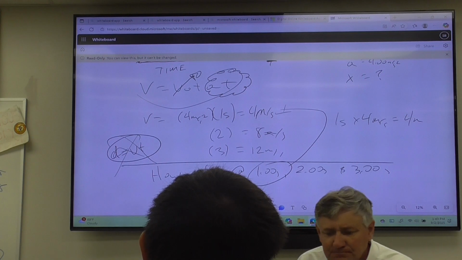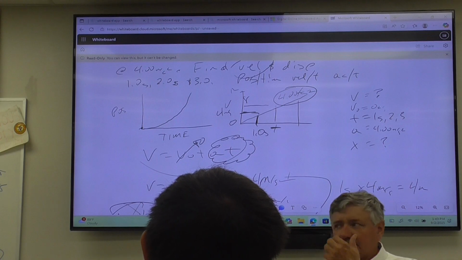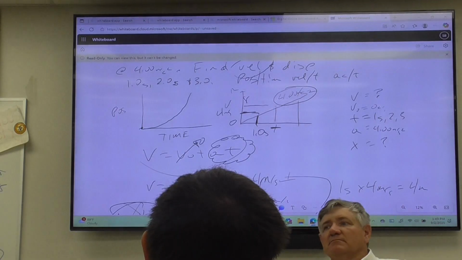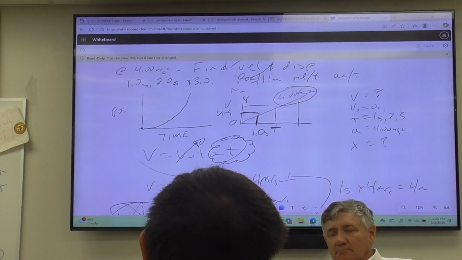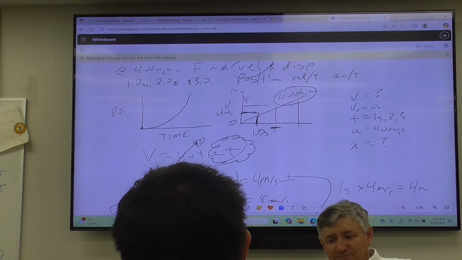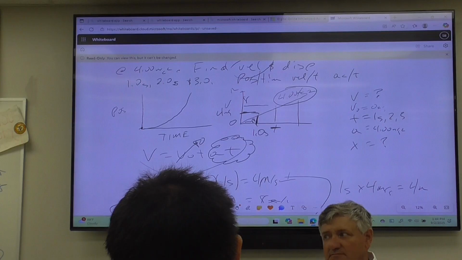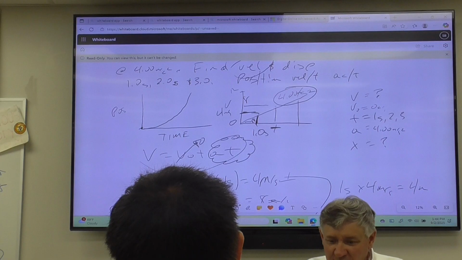Now, let's just jump back up here. We said at the end of 1 second, we were going 4 meters per second. Could I use my velocity time graph to find the displacement? What does the slope of a velocity time graph give you? Acceleration. What does the area give you? Displacement. Do you know that this looks like a little triangle? Yes. Ooh, how do you find the area of a triangle? 1/2 base. Oh, can you do that? Oh, you can do that.